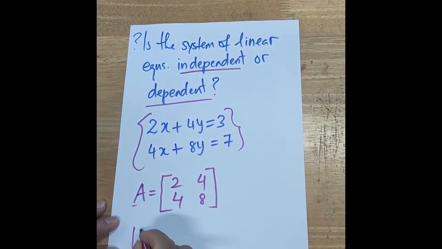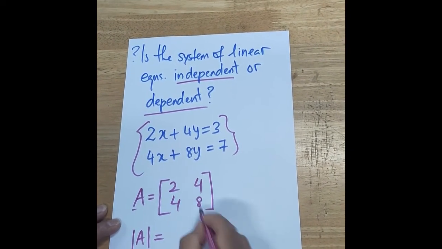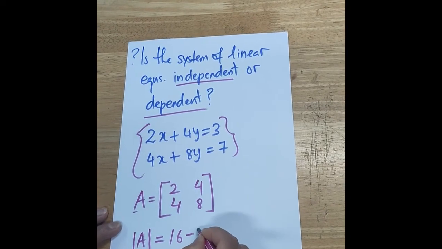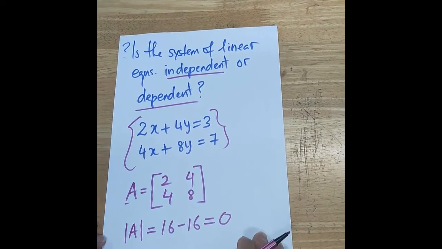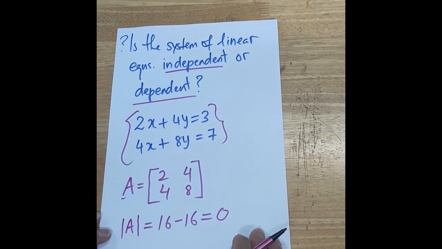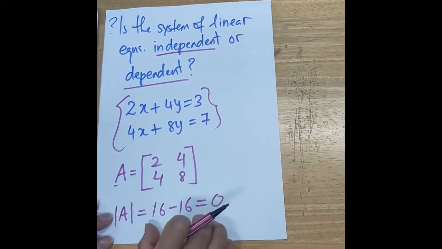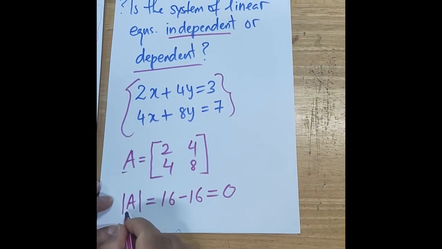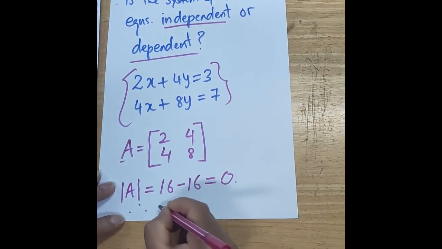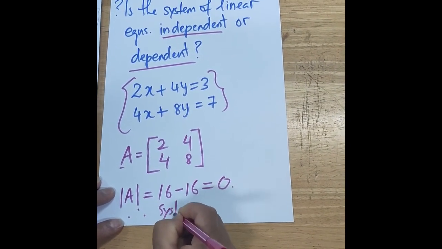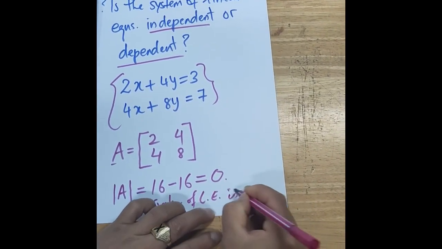The determinant of this coefficient matrix A is 16 minus 16, which is equal to 0. According to the definition of independent and dependent systems of linear equations, whenever the determinant of the coefficient matrix A is equal to 0, the system is dependent. Therefore, we can say that this system of linear equations is dependent.